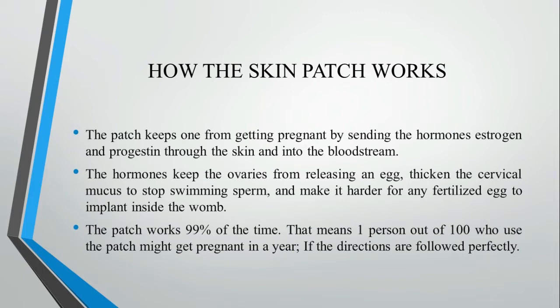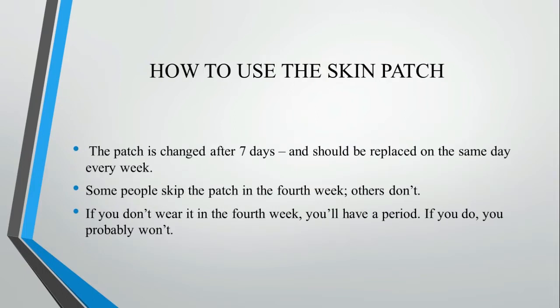That means 1 person out of 100 who use the patch might get pregnant in a year if directions are followed perfectly. Now, how do you use the skin patch? The skin patch is changed after 7 days and should be replaced on the same day every week. So if you start using it on a Monday, you keep replacing it every Monday after 7 days. Some people skip the patch on the 4th week, while others don't. However, if you skip it on the 4th week, you will experience your period, and if you do not skip it, you may probably not have your normal menstrual flow.